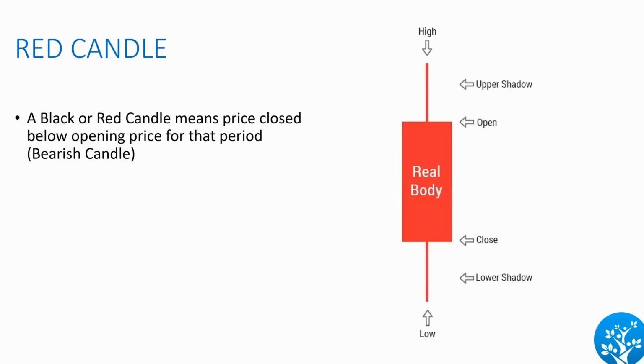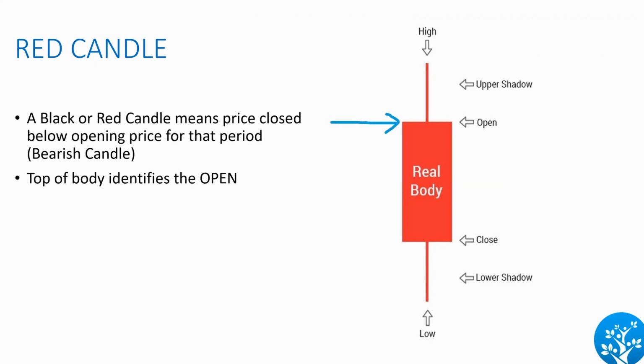Exactly opposite is the red color candle. A black color or a red color candle means that the price actually closed below the opening price for that particular period. So it's a bearish candle. Once the price opened, it actually went down during the day and closed below the opening price. That's why we call it a bearish candle. It's a black color candle or a red color candle. That's the difference between the two candles. In this particular example, the top of the body identifies the opening price and the bottom of the body identifies the closing price. Okay, so this is what we have learned so far.